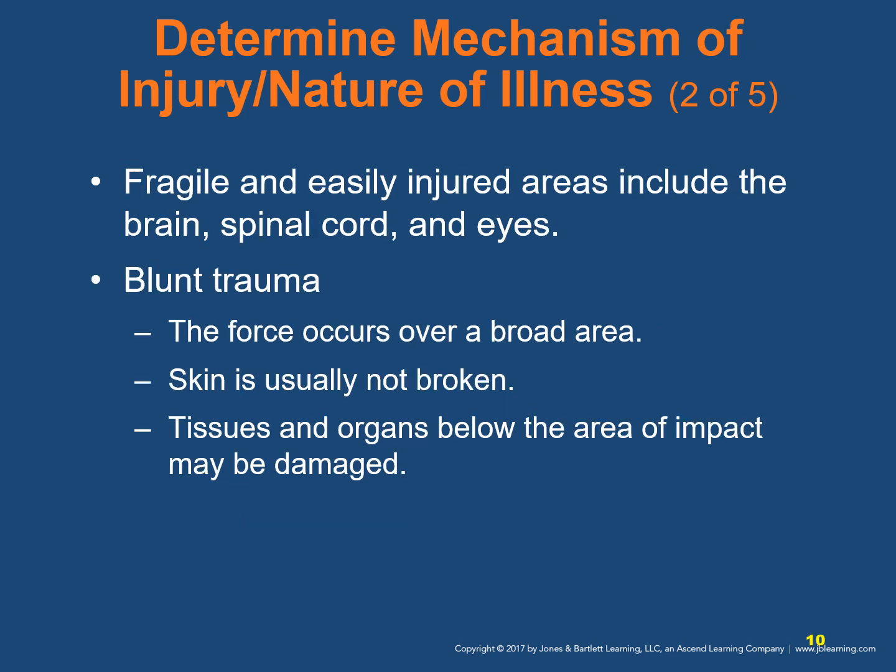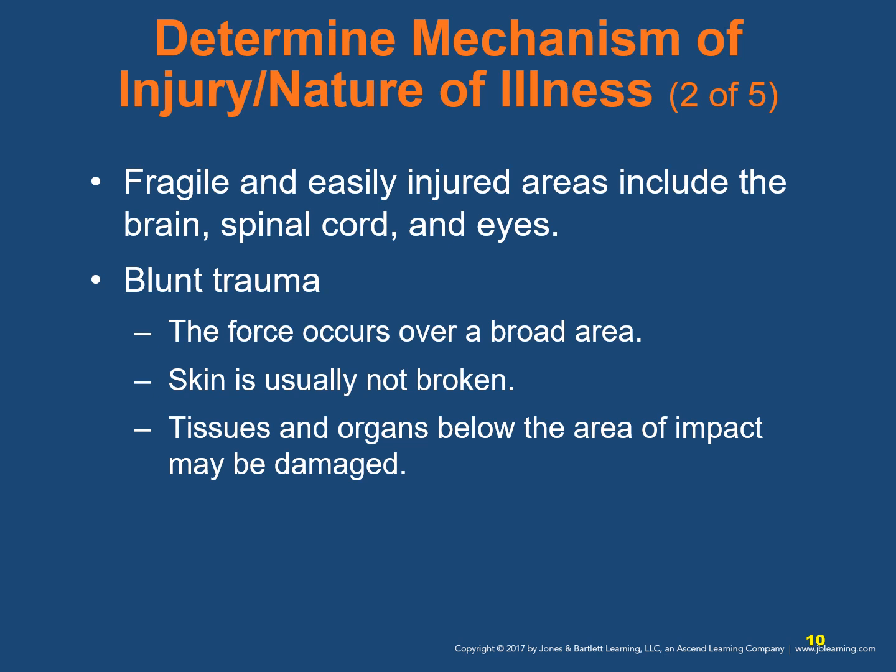Certain parts of the body are more easily injured than others. Fragile and easily injured areas include the brain, spinal cord, and eyes. An understanding of anatomy and physiology will help EMTs to identify times when a mechanism of injury may lead to injury to parts of the body not directly impacted.